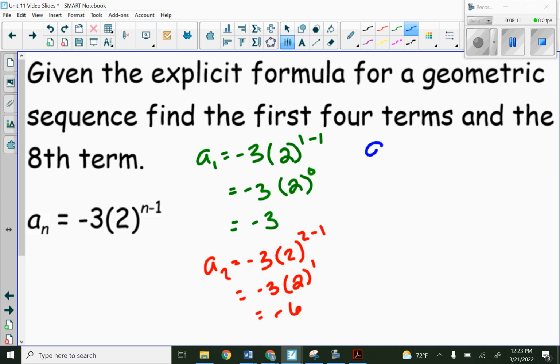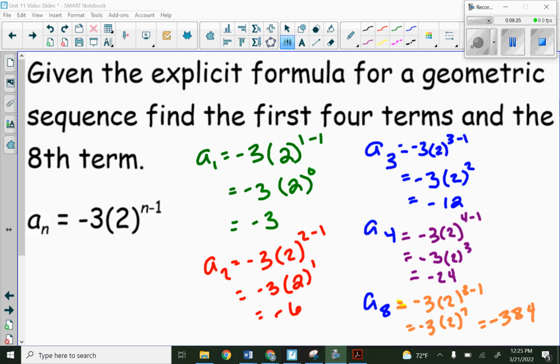So now finish. Find a sub 3, a sub 4, and a sub 8. Alright, I've gone ahead and I've worked it all out. If you didn't get these right, check your answer, check your work. You should have had the 3rd term is negative 12, the 4th term is negative 24, and the 8th term is negative 384. And that is geometric sequences using the explicit formula.